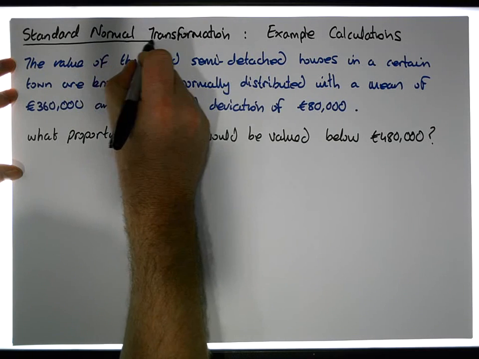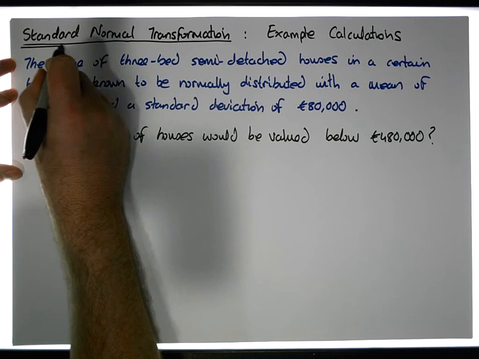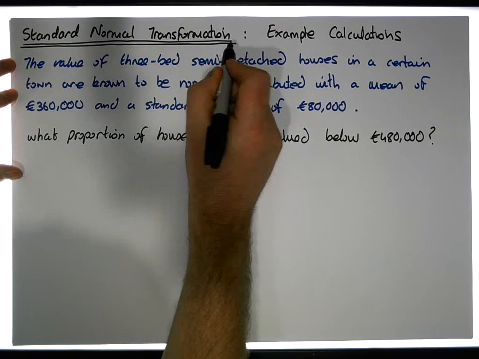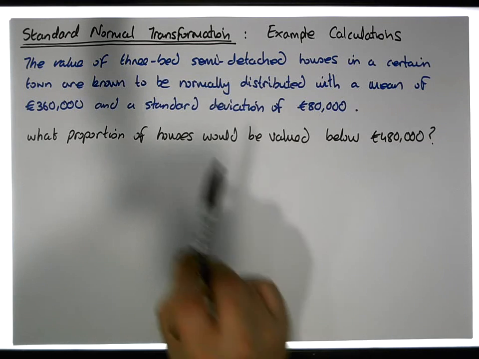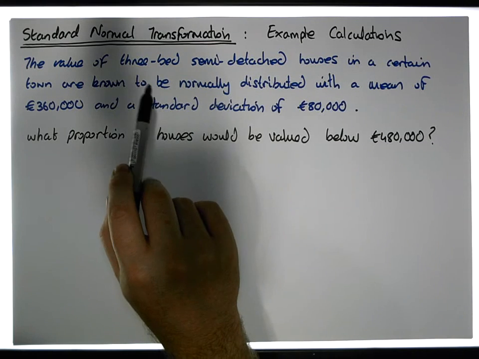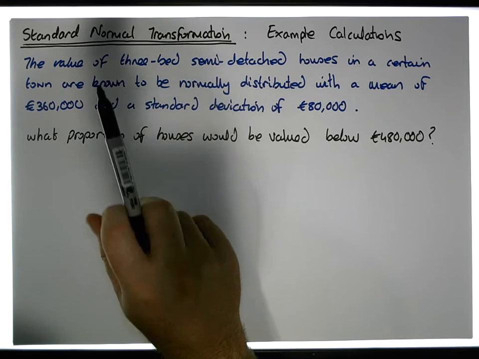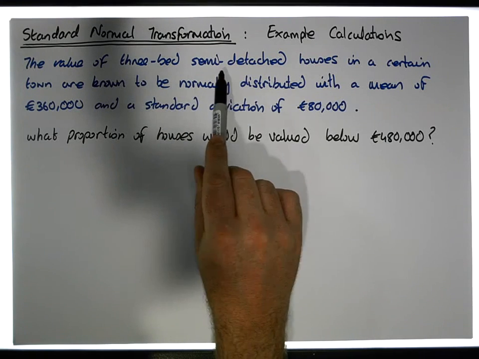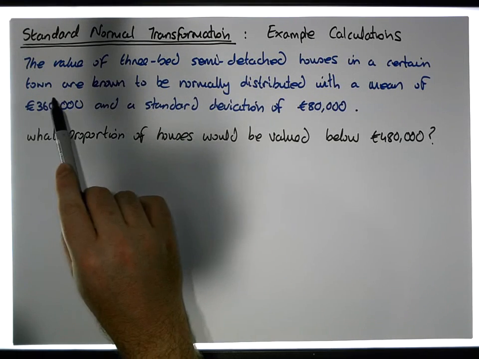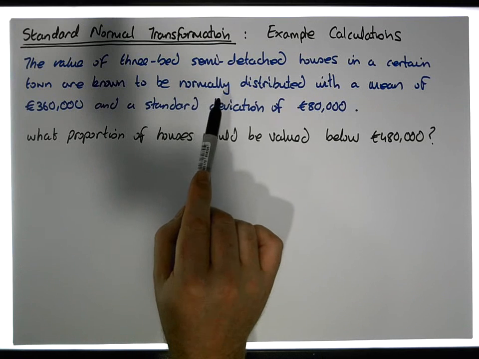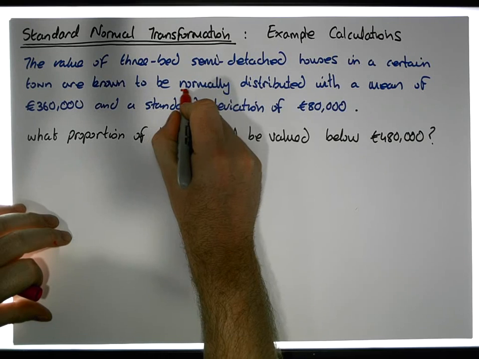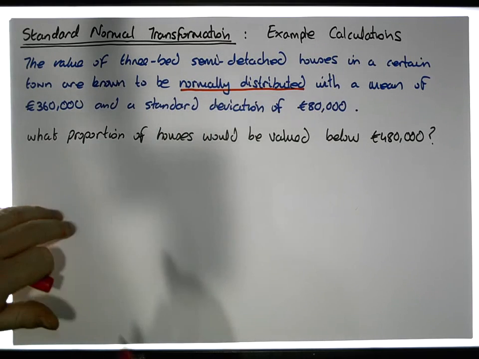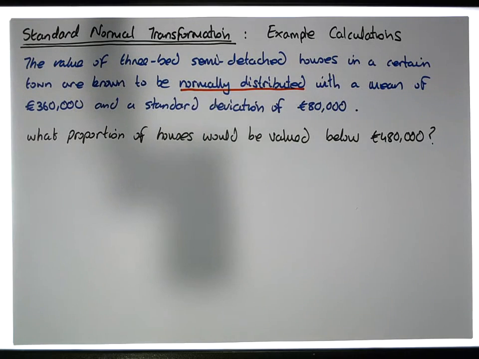This short video, another in our series dealing with the standard normal transformation, is going to look at a particular scenario and continue with some of these probability calculations. The scenario we've been dealing with concerns the price of houses in a particular town. The value of 3-bed semi-detached houses in a certain town is known to be normally distributed. That's really good information for us, because it means we can apply this whole theory of bell-shaped curves to these particular questions.